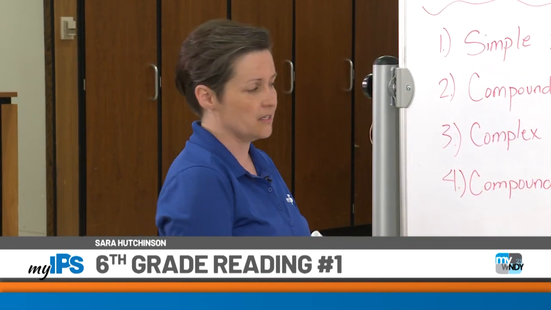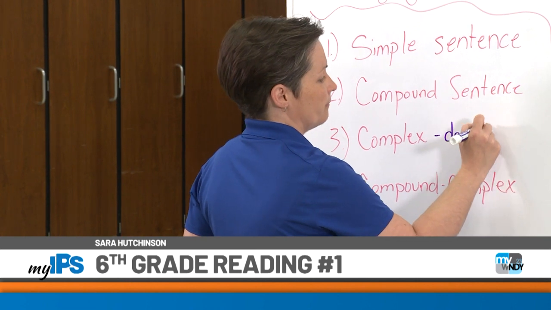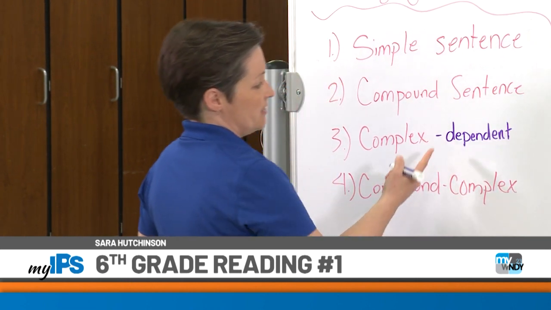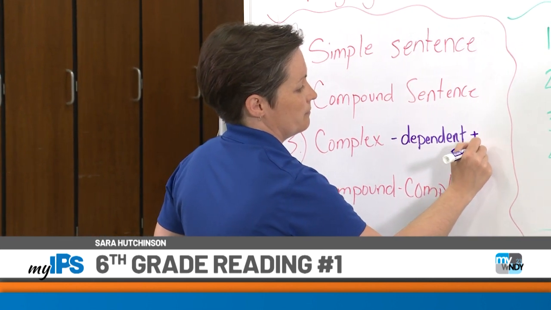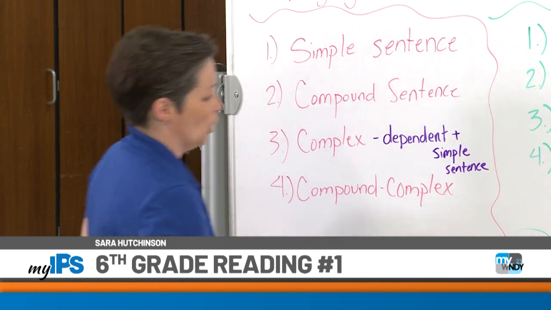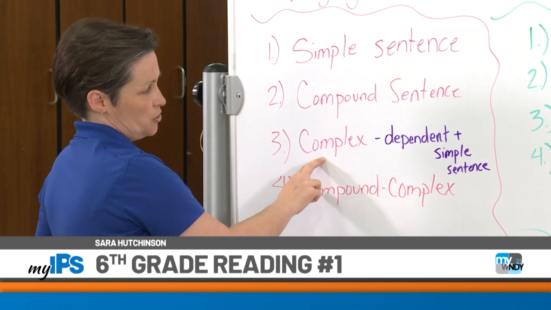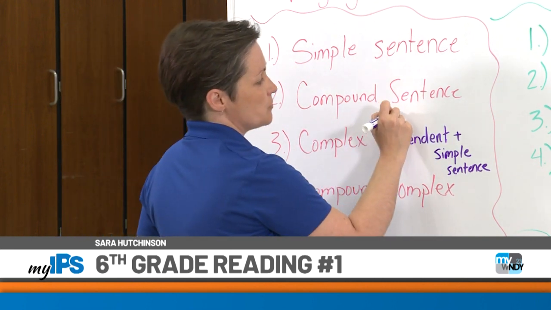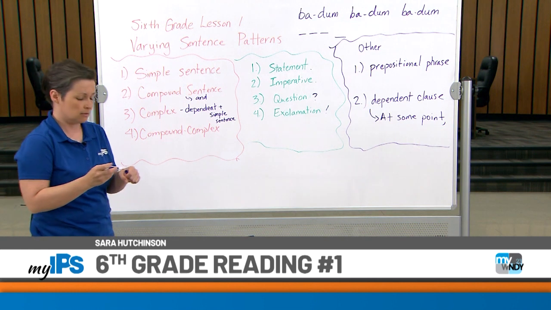And so what a complex sentence is, is a dependent clause plus a simple sentence, okay? And then the most complicated or complex one of all is compound-complex, which really puts these two together. So remember, this one had to be joined by a conjunction like and. Okay?